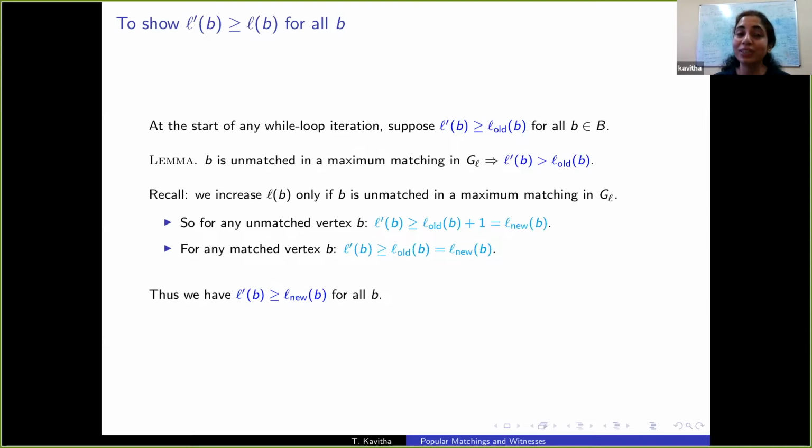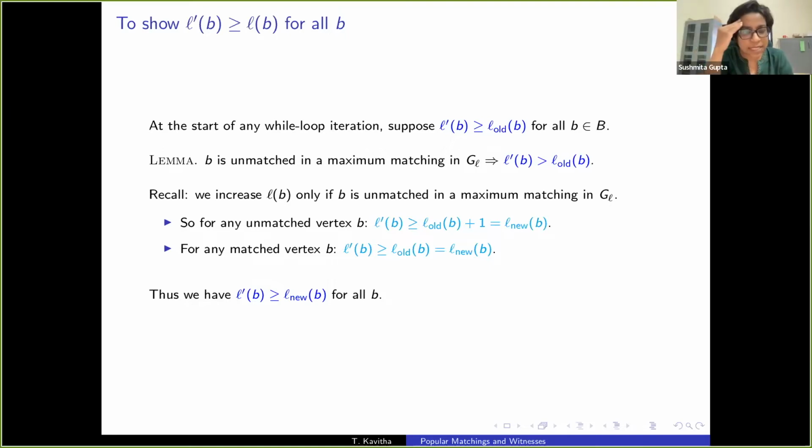L prime B is the solution that exists, the labeling with respect to that witness, right? Exactly. So this is what the lemma is saying. The lemma is giving us this guarantee that it is strictly larger, and they're all integral values, so it has to be at least L old B plus 1. Isn't that the implication sign in the statement of the lemma? Doesn't it mean that it implies B is unmatched in a maximum matching in G sub L? No, it's in our maximum matching. So it implies L prime B is strictly greater than L old B, right? Exactly. So if B is unmatched in our maximum matching, then L prime of B is strictly larger than L old B, which means it is at least L old B plus 1.